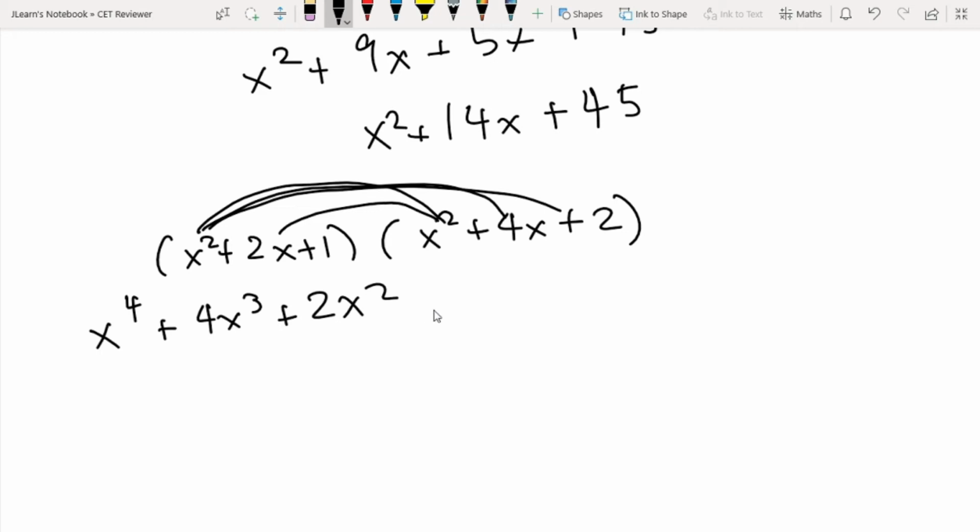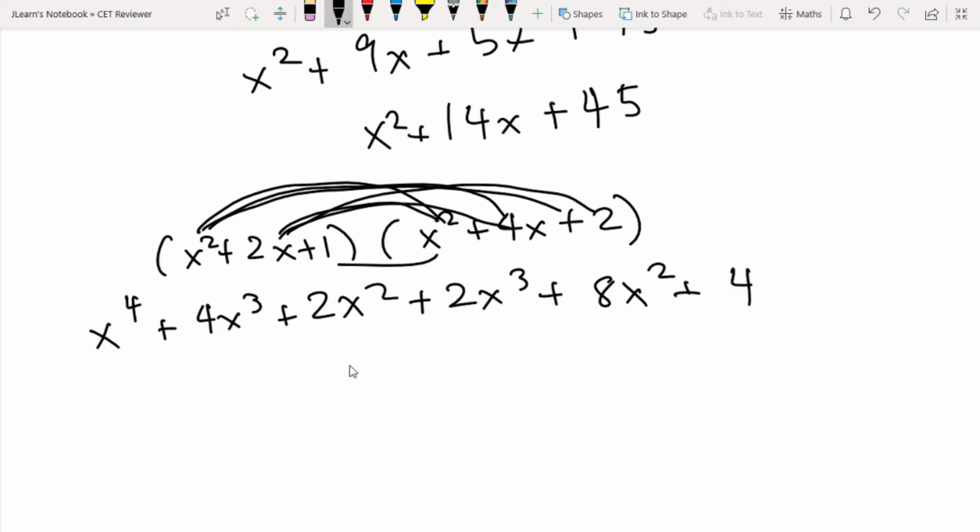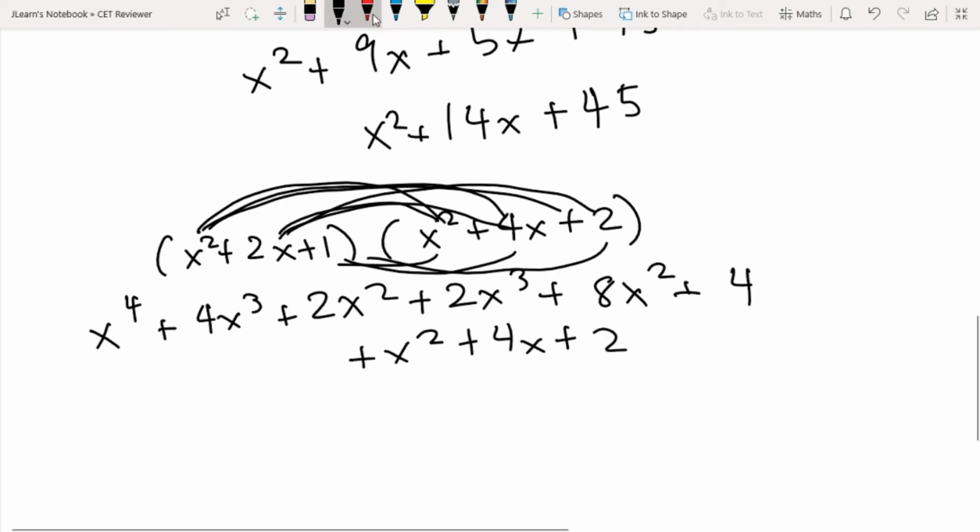2x times x squared, that will be plus 2x cubed. 2x times 4x, that will be plus 8x squared. 2x times 2, that will be plus 4. Then 1 times x squared, so that is plus x squared. 1 times 4x, that will be plus 4x. 1 times 2, plus 2.